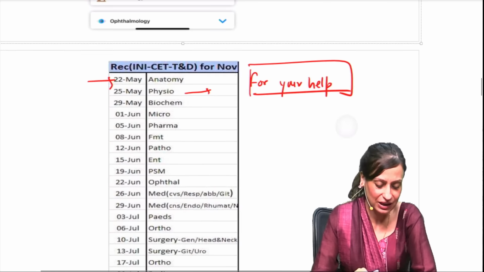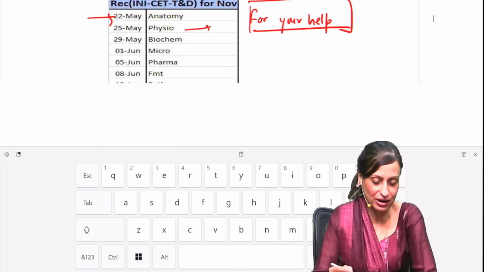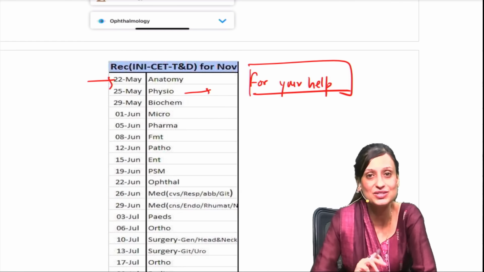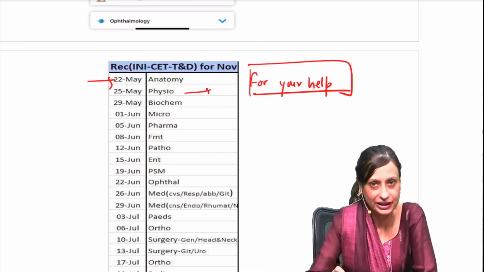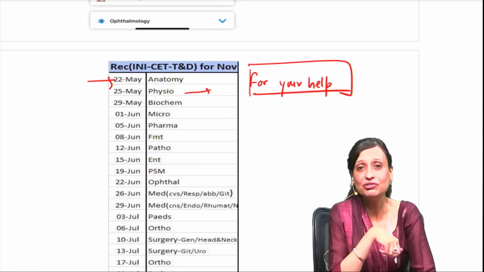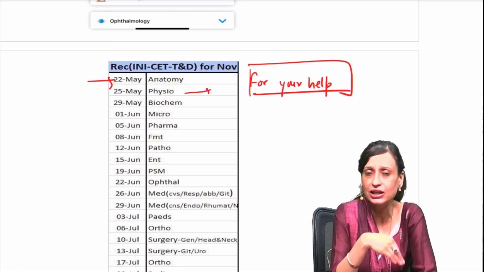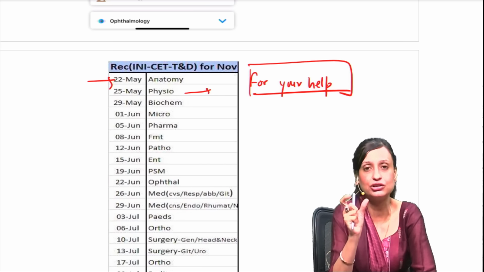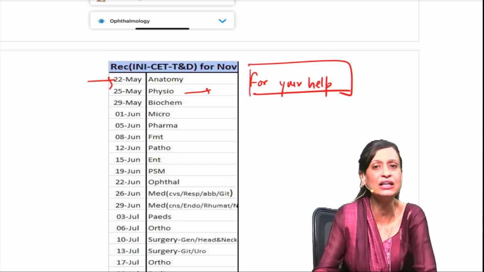What I am simply giving you is targets to prepare for. Okay, so I'm simply giving you certain well-defined targets. And you have to ensure that you are covering the ground with this particular time limit in mind and then giving the test. Okay.